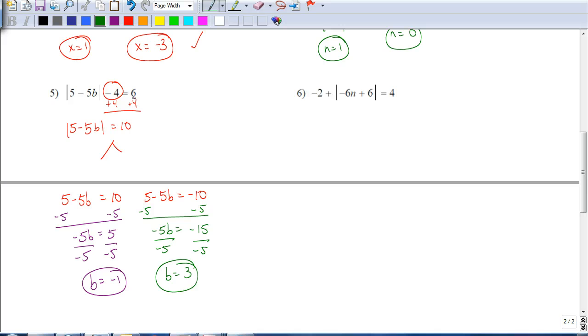Okay, why don't you guys try this last one on your own? So hit pause, and then press play when you're ready to check your answer. Okay, let's see how you did.